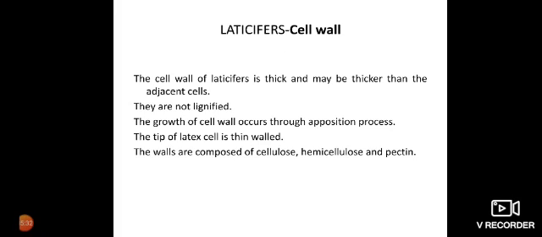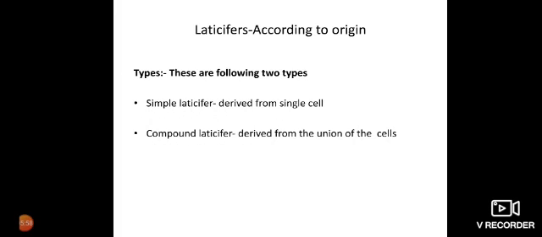The cell wall of the laticifer is usually thick, thicker than the adjacent regular cells. They are not lignified. The growth of the cell occurs through the apposition process. The tip of the latex cell is thin walled. The walls are composed of, as usual, cellulose, hemicellulose and pectin.